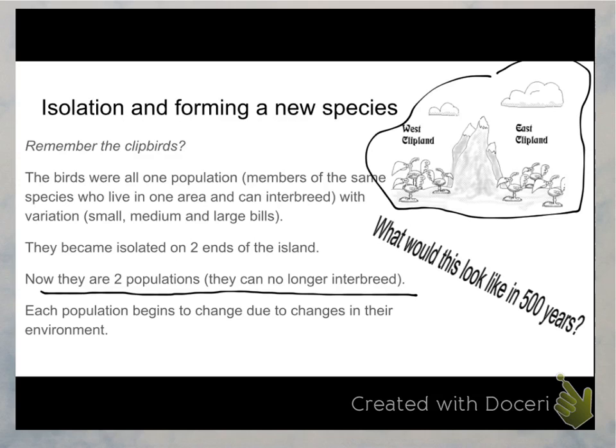So now you have two populations. They can't interbreed anymore. And I don't remember if it was east or west where we had big toot fruit and tiny toot fruit. But on one end of the island, the food started to change on each end of the island. So the population started to shift in response to their environment. What do you think? So by the end of 4 generations, I think we had all big bills on one side and all small bills on the other. What do you think that would look like in 500 years? Well, I think they'd be very different.